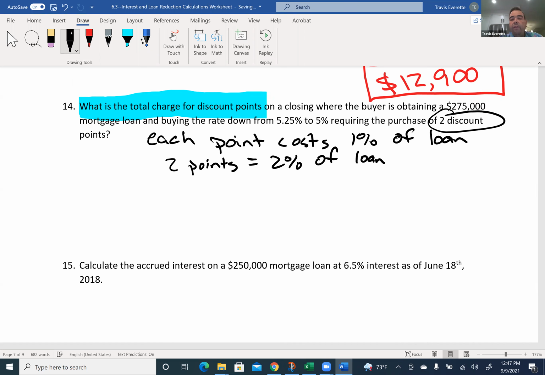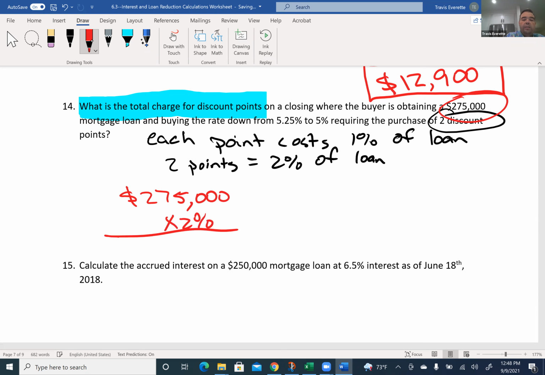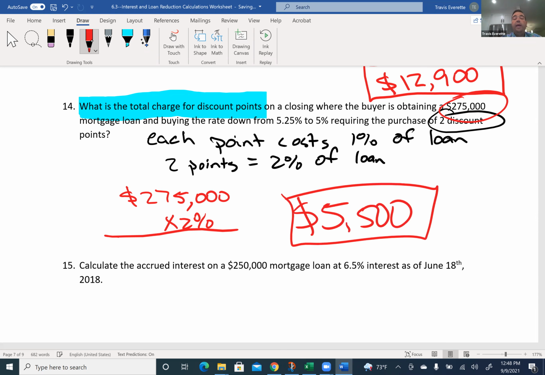So let's see if they gave us a loan amount. Obtaining a $275,000 mortgage. So it looks like to me the math's going to be real easy on this one. $275,000 loan amount. Oops, too many zeros. Times 2%, because we're buying 2 discount points. Looks like $5,500 to me for those discount points. And again, paid up front.